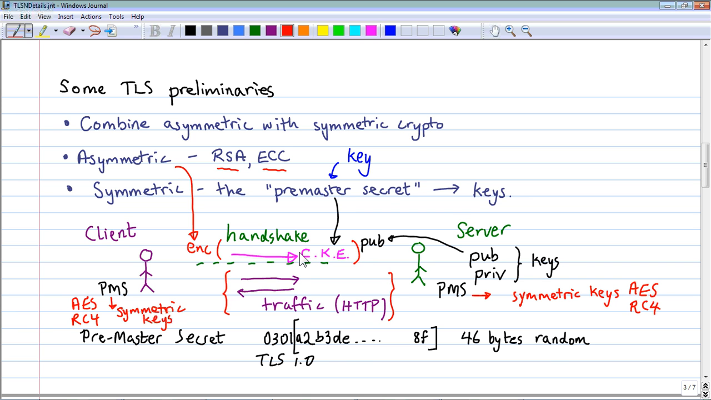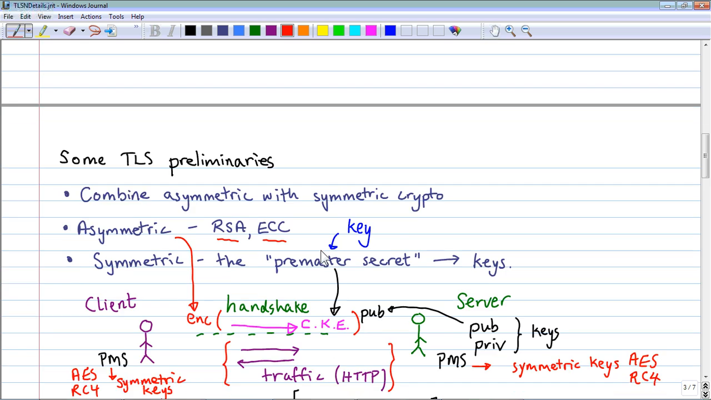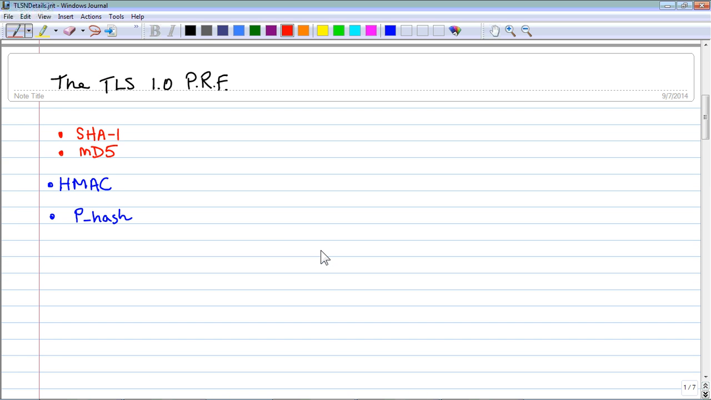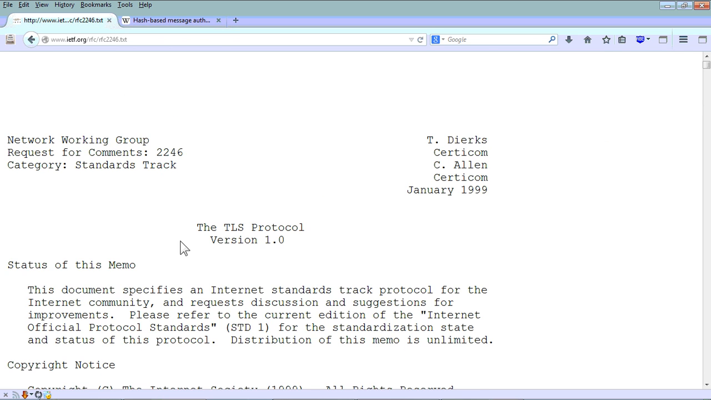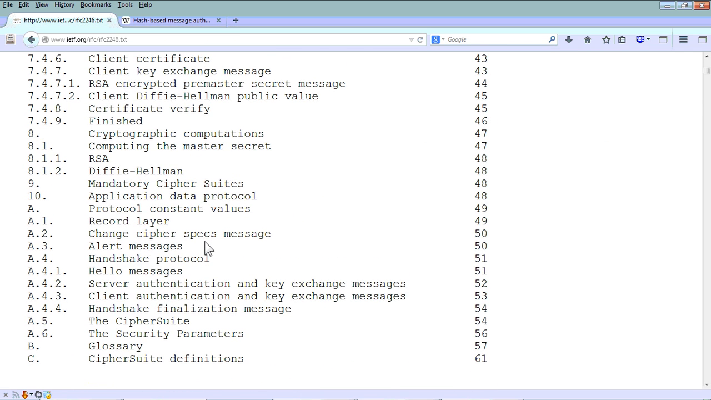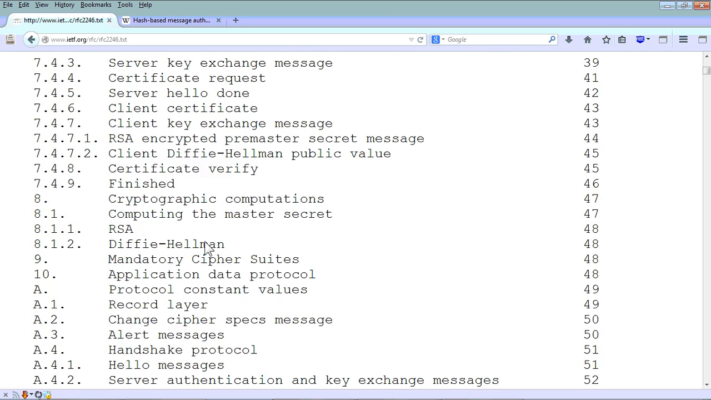Now, to understand the next parts, I think it's fair to say we need to start thinking in a little bit more detail about how TLS generates these symmetric keys that we mentioned. So to do that, I think I've somewhere pulled up the, yeah, this is the RFC. I hope this shows up okay on the screen.